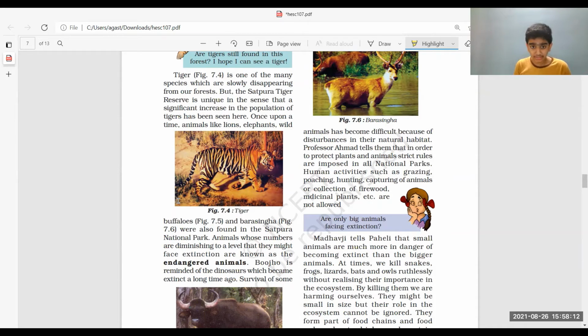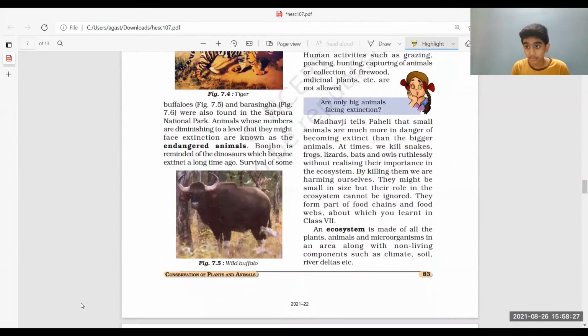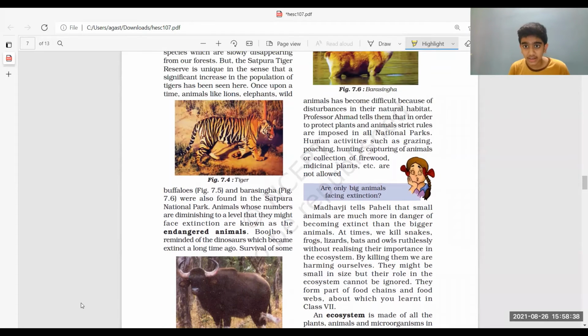Now, what are endangered animals? Endangered animals are the animals which are on the verge of extinction, meaning they're going to become extinct. Tigers are an example of this. Even the bison, which is found in America, because we are using it for food and nutrition. And the wild buffalo and barasingha. We do poaching of these also. The animal skin can be used as leather. We are doing poaching, and poaching is illegal killing.